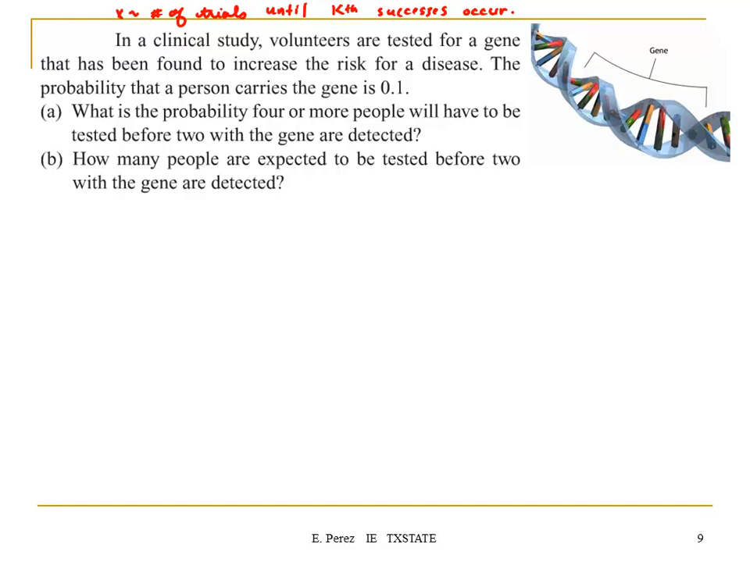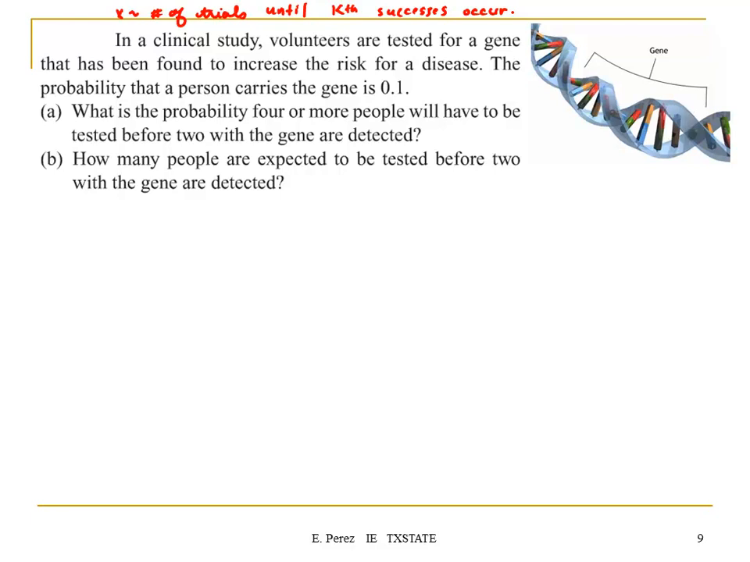So here we have in a clinical study, volunteers are tested for a gene that has been found to increase the risk of a disease. The probability that a person carries the gene is 0.1, it's 10%. The first part of the question is asking what is the probability that 4 or more people will have to be tested before 2 with the gene are detected.